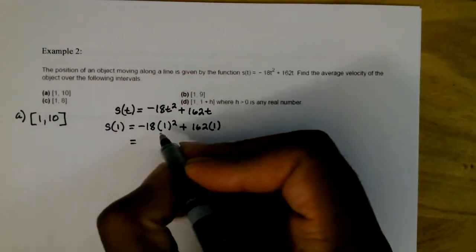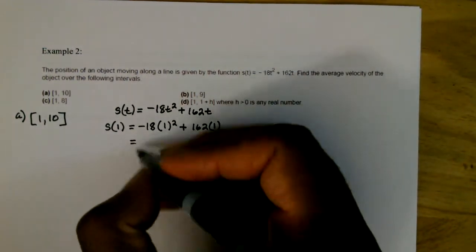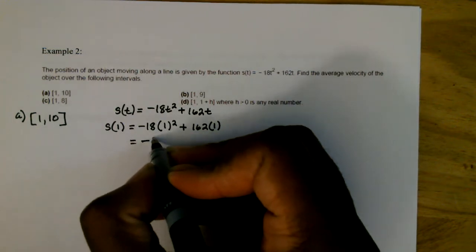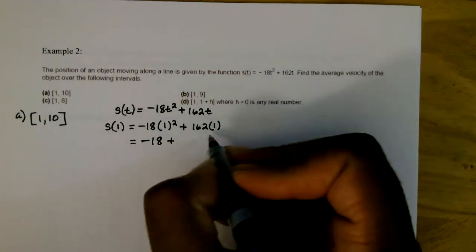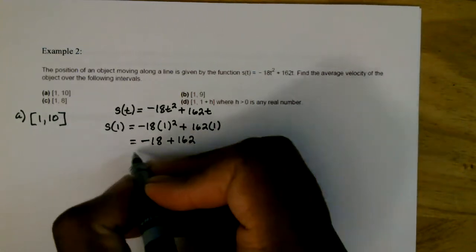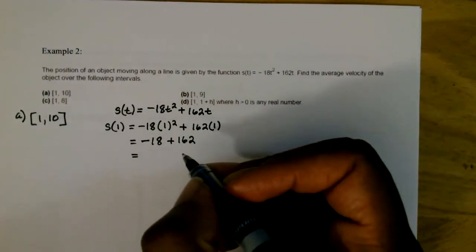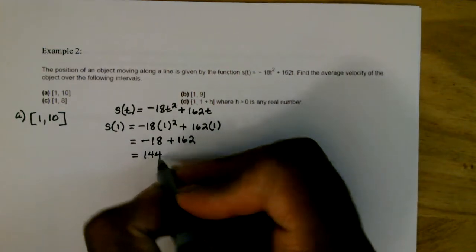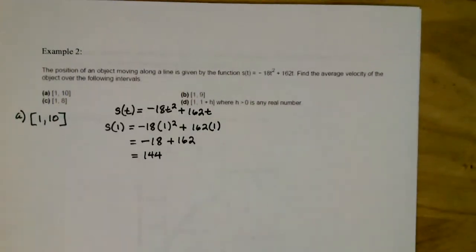And in this case here, 1 squared would be 1. So it would be multiplied by negative 18. That's going to be negative 18 plus 162 times 1 will be 162. And then negative 18 plus 162 ends up being 144. So at 1, S of t will be 144.